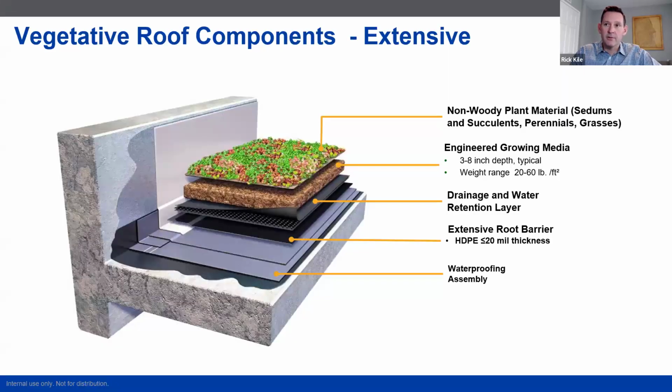So we'll talk about the different types of assemblies. Again, this is extensive. These are your municipality mandated. We need to comply with 9294, or we're not going to be. It's not an occupiable roof.